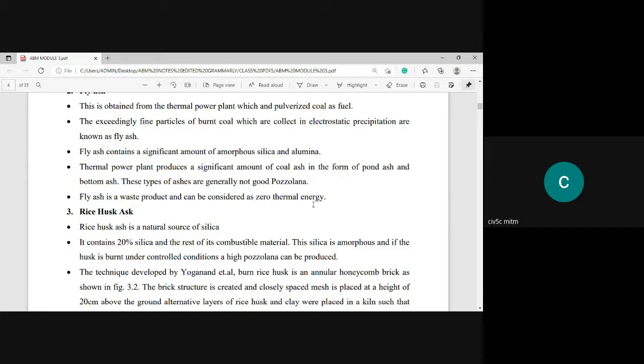But powder burnt clay is not that way. You are burning the clay in order to produce a pozzolanic material. So this is the difference between powder burnt clay and fly ash. So please note this point. Next.